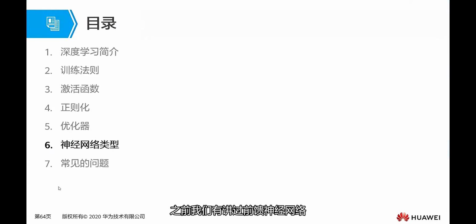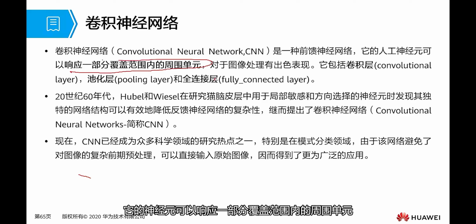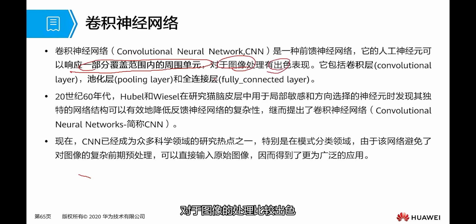The first one is called the convolutional neural network. The convolutional neural network is a feedforward neural network whose neurons can respond to a part of the surrounding units within a coverage area, making it excellent for image processing. Its structure includes convolution, pooling, and fully connected layers.